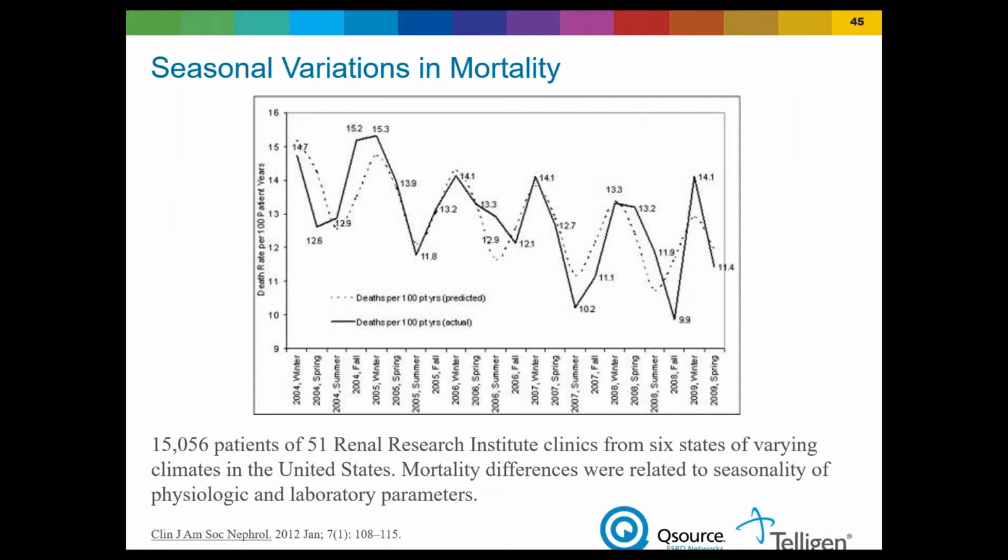So one wonders, is it all the influenza and pneumococcal infections that account for seasonal variation in mortality? There was one study involving 15,000 individuals from 51 Renal Research Institute clinics that demonstrated that there were also additional laboratory and physiologic variations, which makes you wonder if it is those that are leading to infections, or rather infections explaining those differences. Nevertheless, these seasonal variations are pretty striking. Next slide.